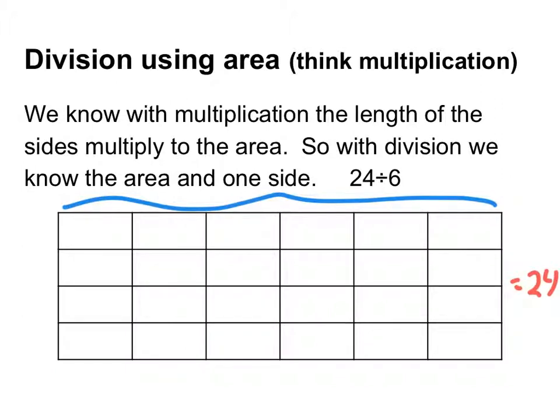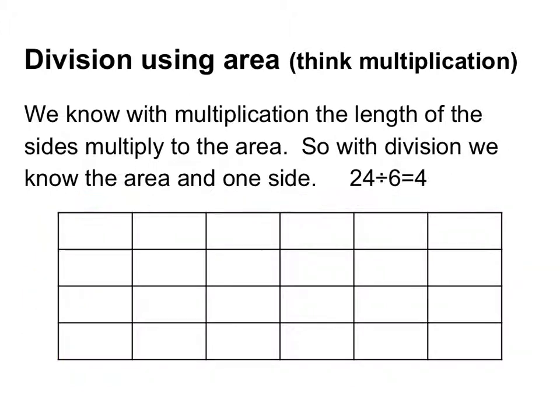So now I need to figure out what the other side is. Well, I just count it. 1, 2, 3, 4. So this is showing me that 6 times 4 is 24. It is also showing me that 24 divided by 6 is 4.